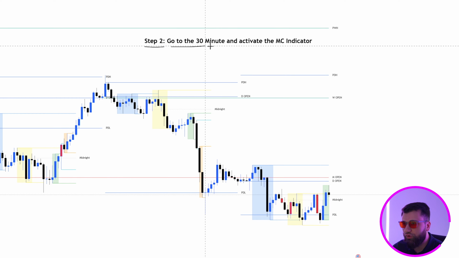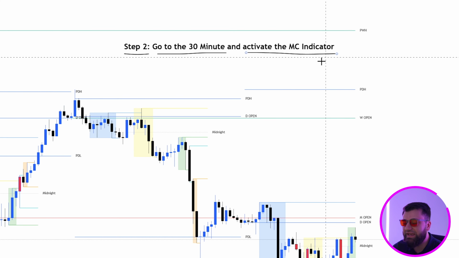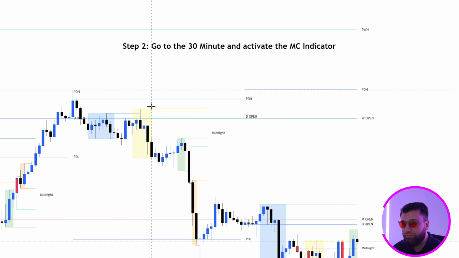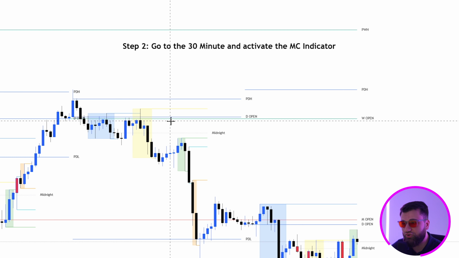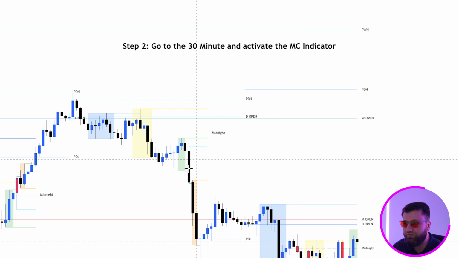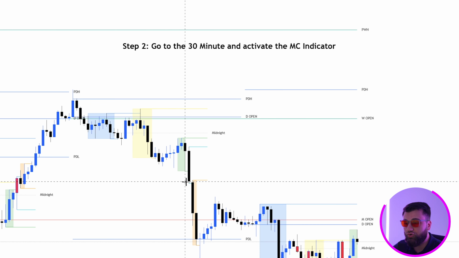So step 2, go to the 30-minute and activate the MC indicator. So the MC indicator is very simple. It's not a public one, it's a custom one. So make sure to stick until the end, because at the end of the video, I will show you guys how to get both of these indicators completely for free and show you the instructions.